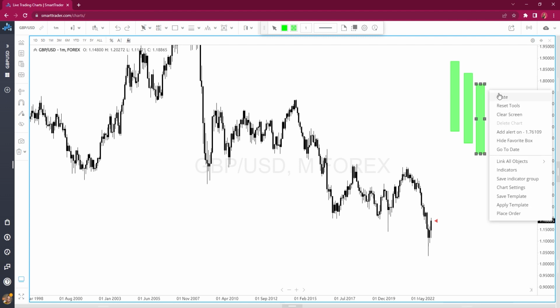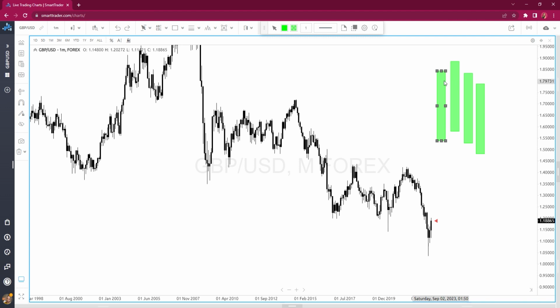Making marking up the charts so much easier. And so I'm going to do a multiple time frame analysis, and I'm starting on the monthly. What I do is I go through each time frame and I look for swing highs and swing lows, my most relevant swing high and swing low.